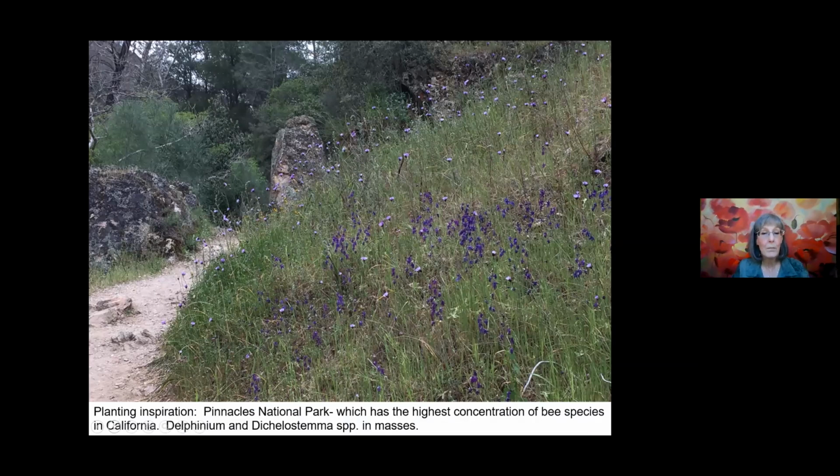But a great instance of how plants grow together like this. So increases of complexity like that.